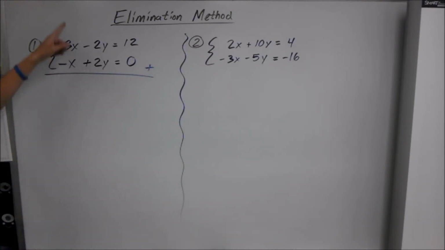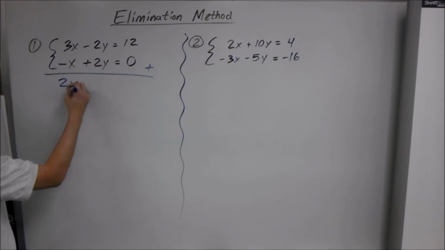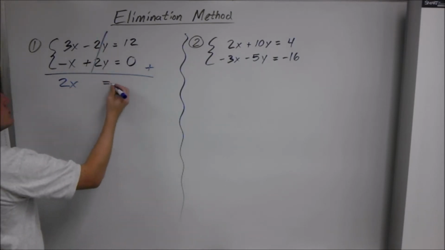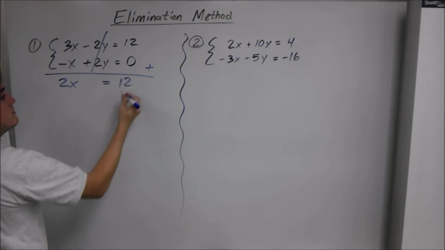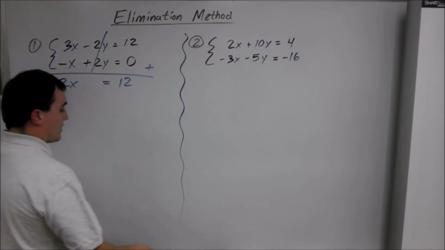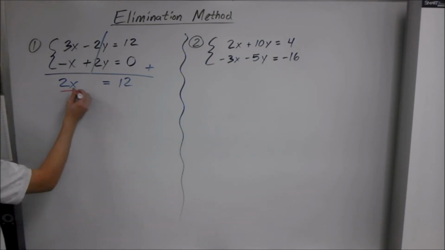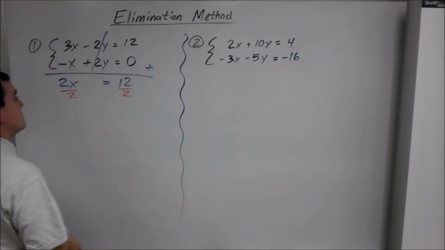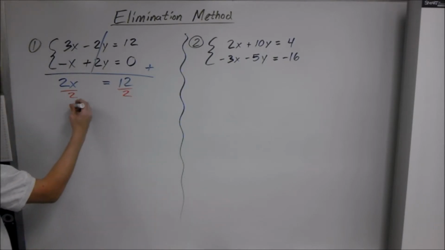We add the two equations straight down. 3x plus negative x, same as 3x minus x, is 2x. Our y's cancel, equals 12 plus 0 is 12. And then you solve that like a regular equation. So here, we just divide by 2 on both sides, and that's going to give us the x value. All right, so x equals 6.